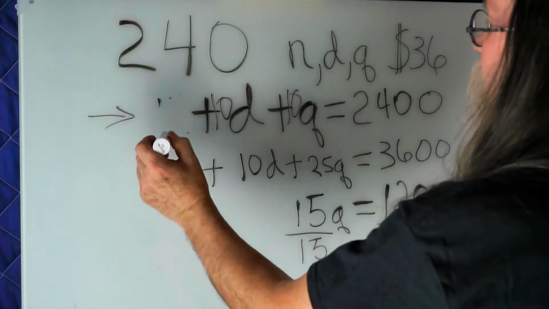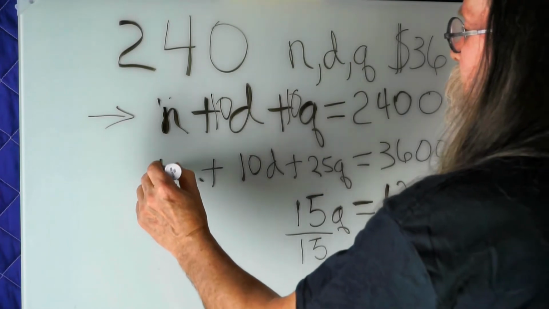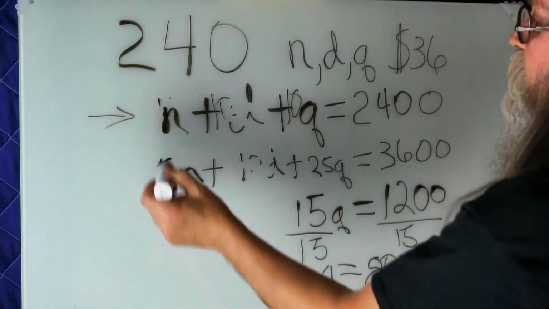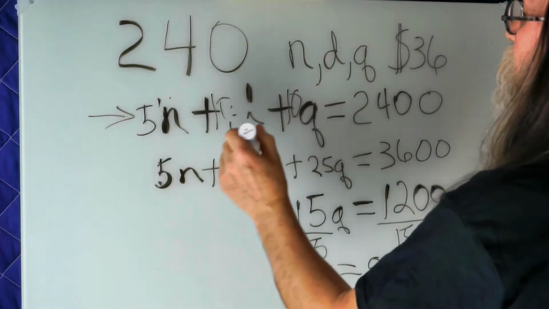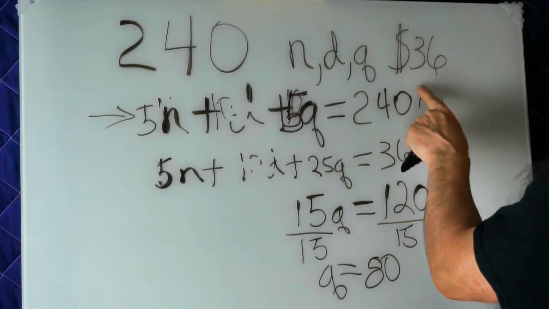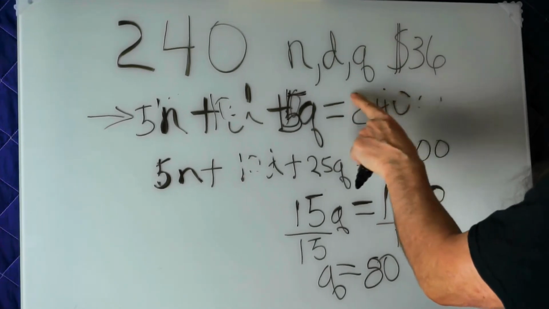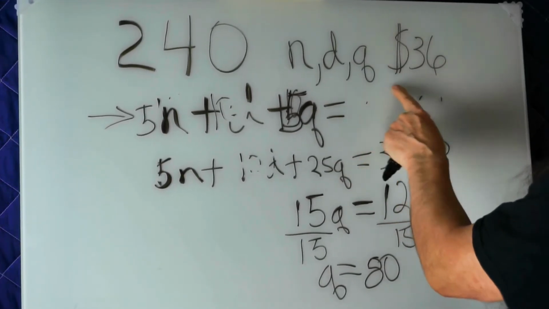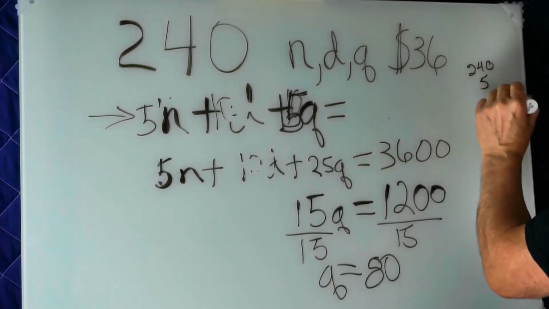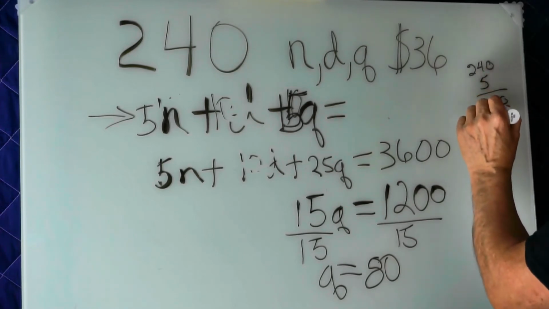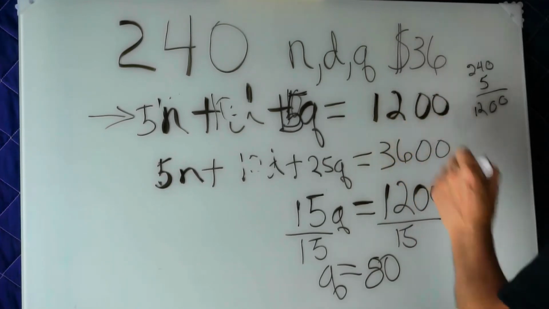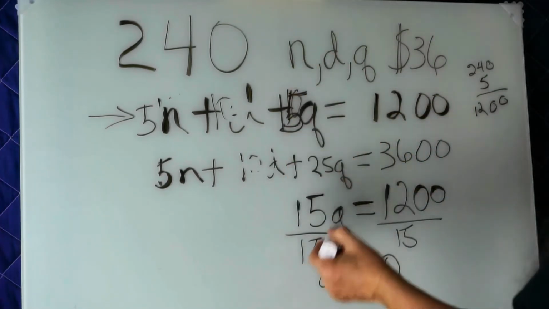Now let's put our nickels back and erase our dimes here. Now this time we'll multiply this one by 5. So we've got 5 quarters here, pardon the mess. And 240 times 5. 5 times 240, 0, 20, 1,200. All right. Little math on the side there. 1,200. Now we'll subtract again.